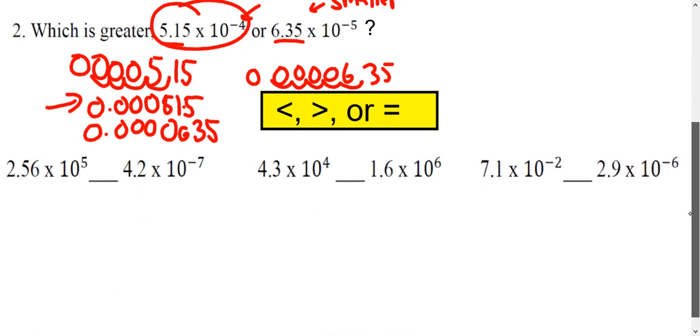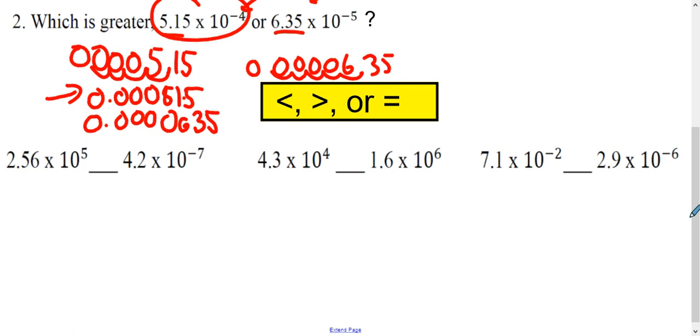Now do that for the last 3, but try not to put it in standard form. Look at the numbers and just see if you could figure it out. And I'll pause. Well, actually, you have to pause the video, and then we'll come back and see if you got all of them correct.